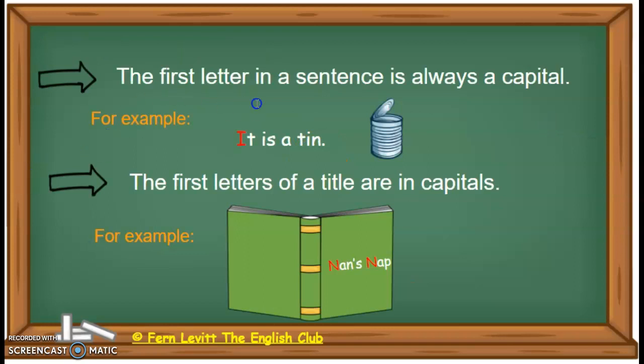The first letter in a sentence is always a capital. For example, it is a tin. The I in the it is a capital I because it's the beginning of a sentence.